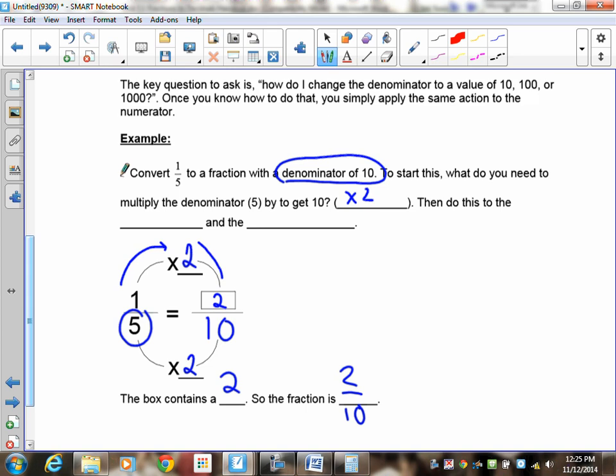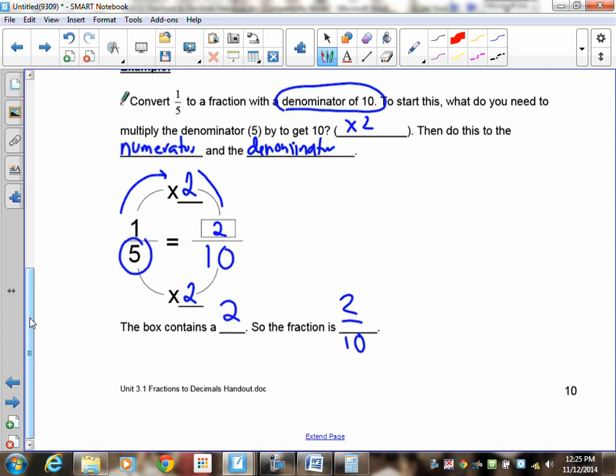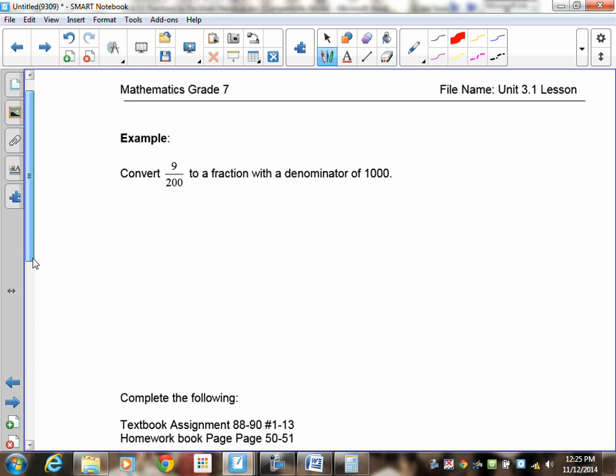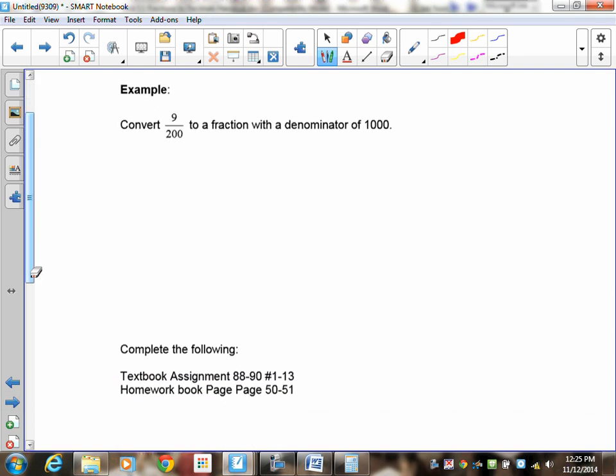Okay? So to do this, then do this to the numerator. I forgot this part up here. Numerator and the denominator. We're talking about multiplying. Denominator. My spelling is getting worse. Okay? Let's take a look at the next one. I want you to convert 9 over 200 to a denominator of 1,000. Try that, please. Pause the recording and give it a whirl.